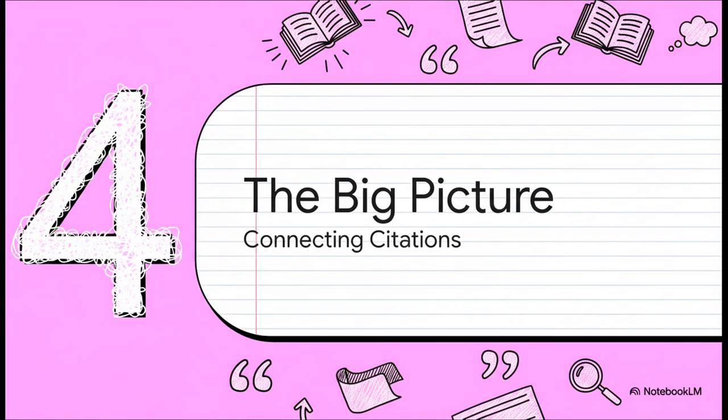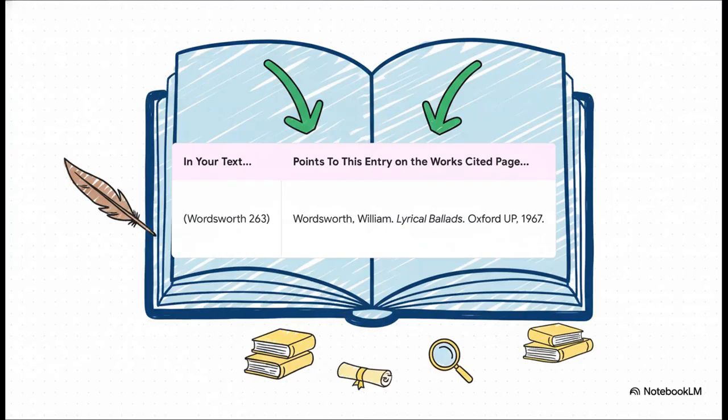Okay, let's pull back and look at the big picture for a second. We've been focusing on these little parenthetical citations, but they're really only one half of the story. Their entire reason for existing is to connect to one thing, your works cited page. And this right here is the aha moment. This is where it all clicks. That tiny little signpost in your text on the left is a direct, unbreakable link to the full source information on the right. Wordsworth 263 is all your reader needs to find the complete entry on the works cited page. And that's the whole system in a nutshell. A brief pointer in the text and the full details at the end.